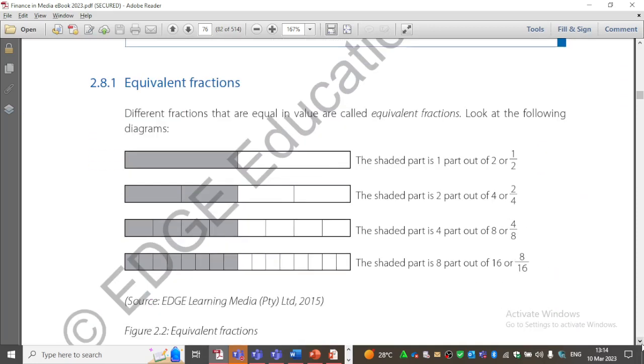And then we also have what we call equivalent fractions.